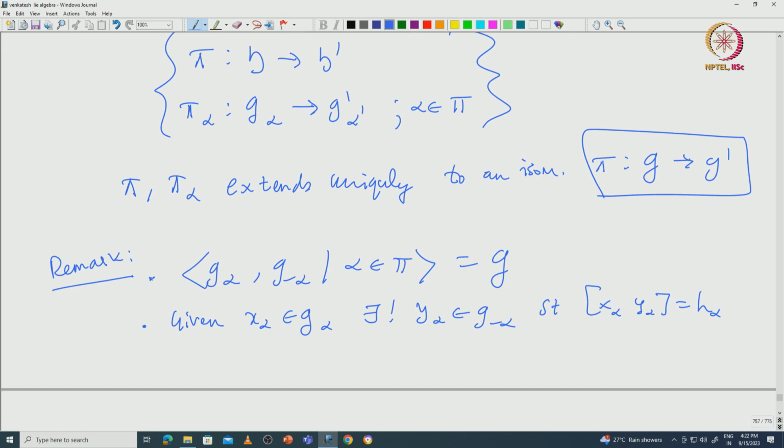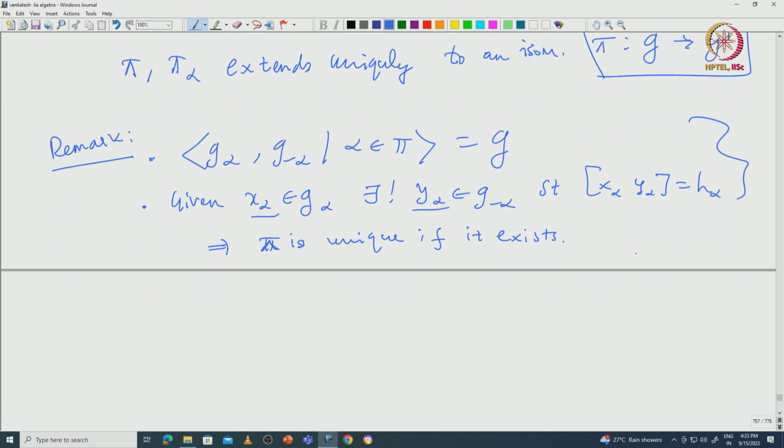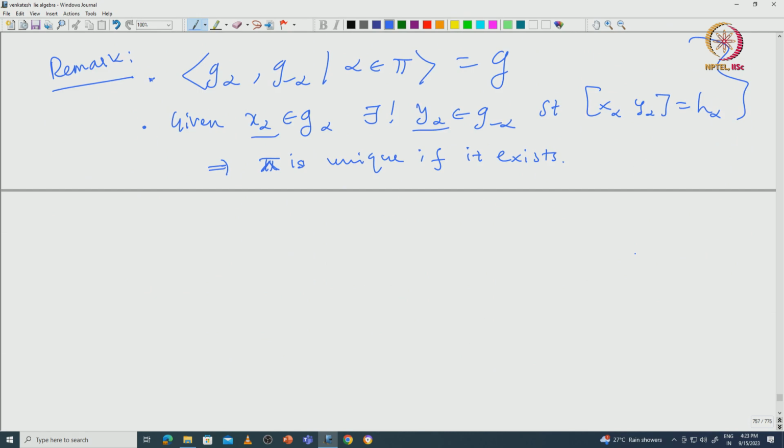So, these two observations immediately imply that if at all pi exists, it must be unique, because G is generated by these and x alpha determines y alpha. So, this implies the map pi is unique if it exists. Now let us see how one proves the existence.